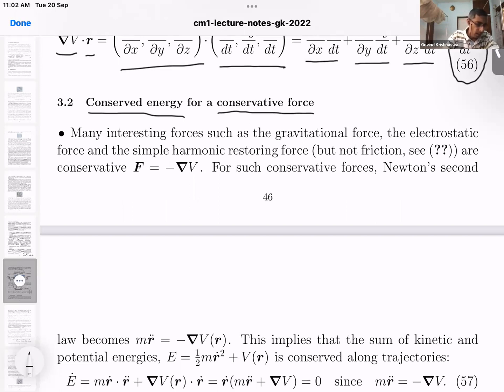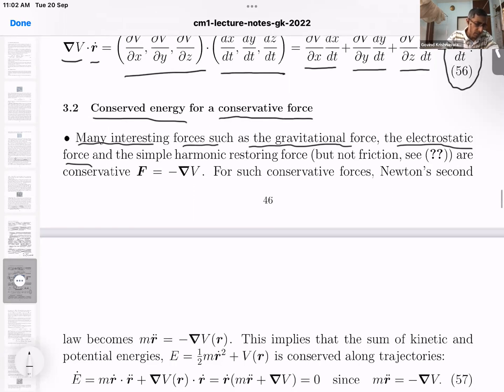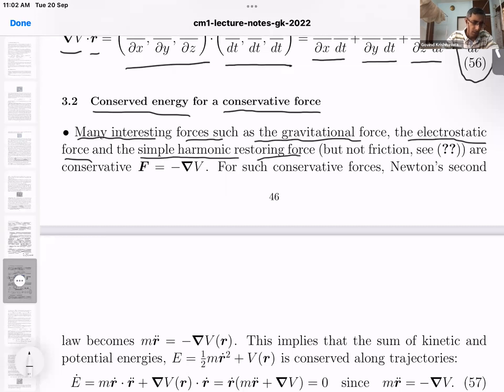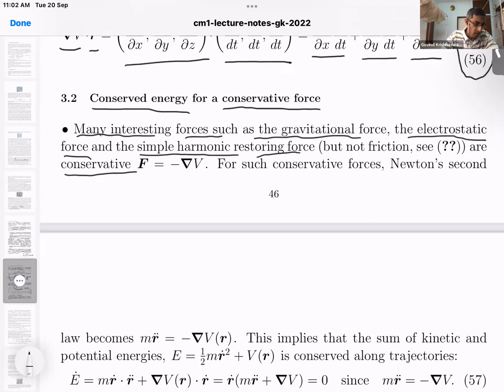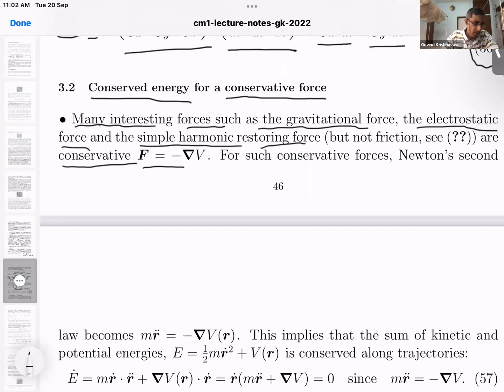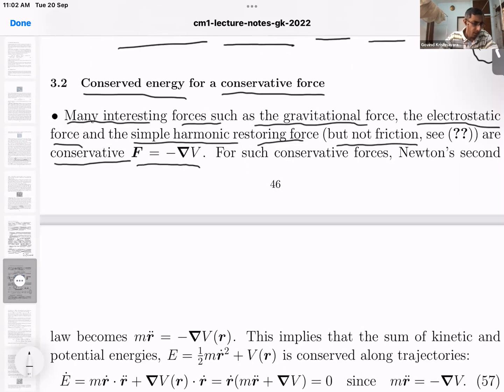Now, many interesting forces, such as the gravitational force, the electrostatic force, as we said, and somebody also pointed out, maybe Krishna, I forget, as well as the simple harmonic restoring force in a spring, are all conservative forces. In all these cases, the force is the negative gradient of some potential. Of course, this is not true about friction. So it does not apply to every force.